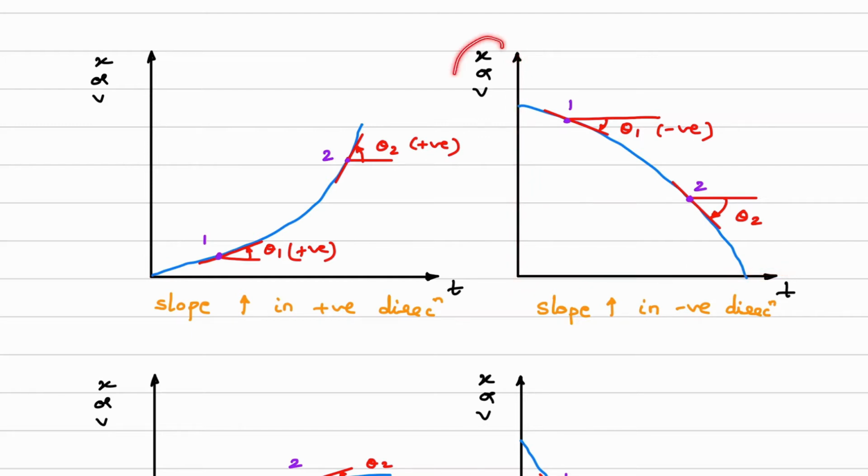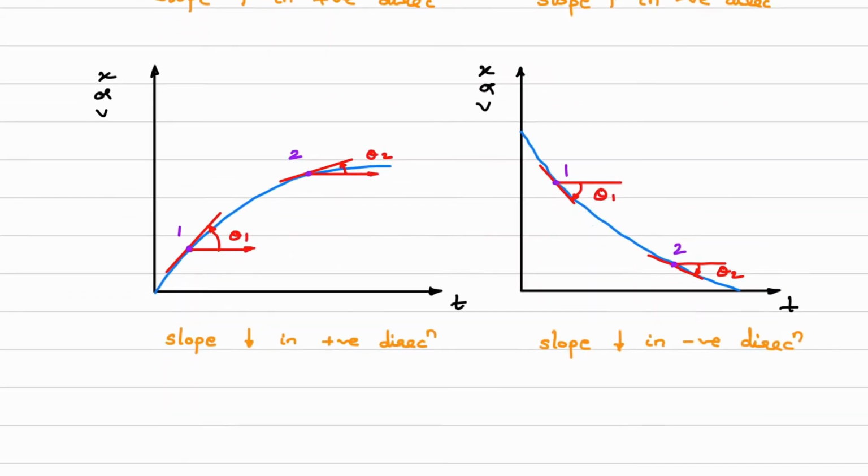This is again x or v versus time diagram, and here this curve has been shown. We have taken 2 points, point 1 and point 2, as example. Draw a tangent for that point, and then with respect to x-axis, we are measuring the slope. This is clockwise, so it will be negative slope. So theta 1 and theta 2 both are negative. Now in the second case also, slope is increasing, but in which direction? Negative direction. This is case 2.